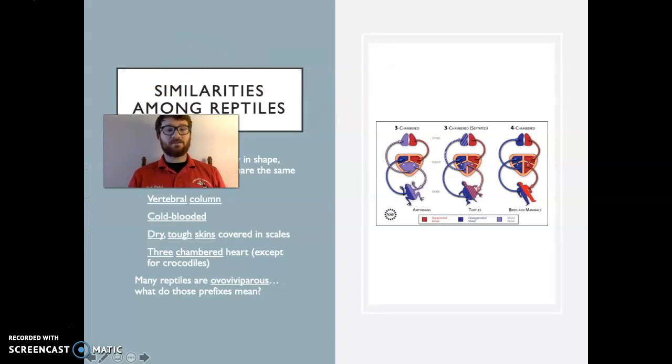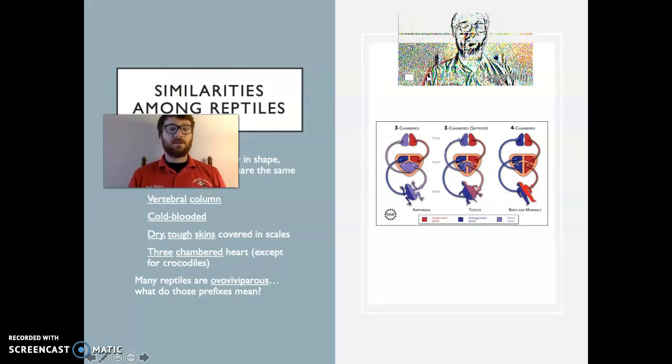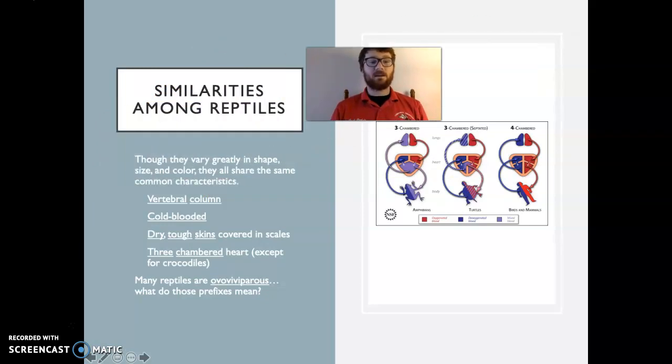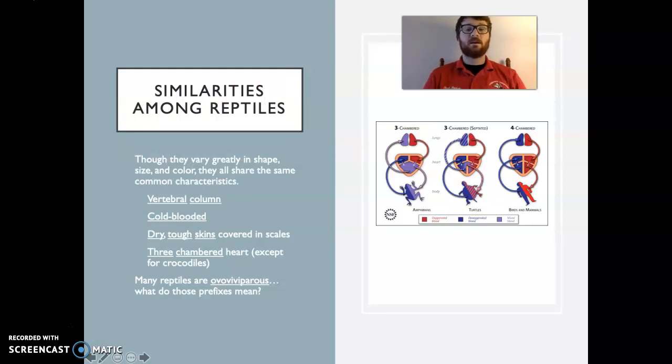Similarities among reptiles. Although they vary greatly in shape, size, and color, they share the same characteristics. They have a vertebral column. They are cold-blooded. They have dry, tough skin covered in scales. And they have a three-chambered heart.